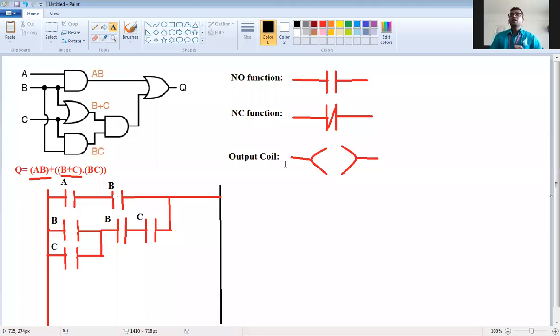Okay. And now, what is our output? Our output is Q. So obviously here will be our output.